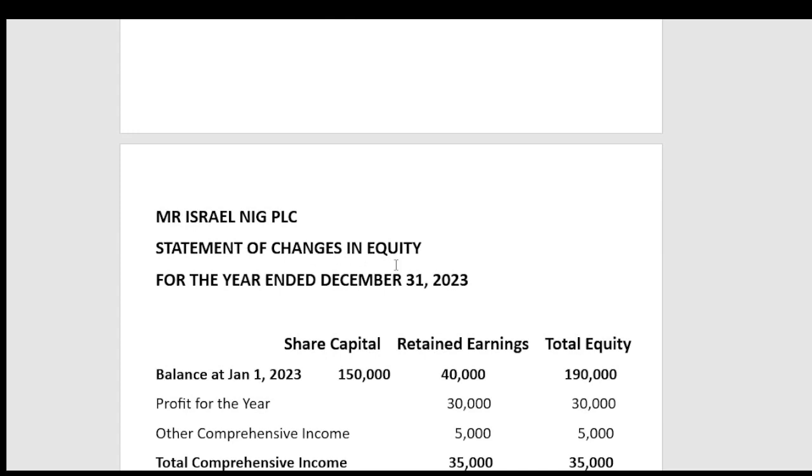Statement of changes in equity. Now, there is still similarity. The name of the company is there.